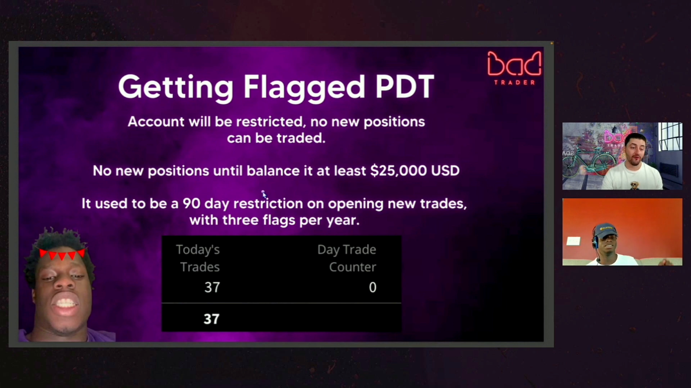No new position until balance is at least at $25,000. Before, which I think this new restriction sucks, it used to be a 90-day restriction on opening new trades with 3 flags per year. So you were restricted for 90 days, which also sucked. You were not able to buy anything, only to close your existing positions. Right now, if you get flagged, there's no way you can buy any stock. The only way to avoid that is to get above $25,000. So that's when you can get flagged.